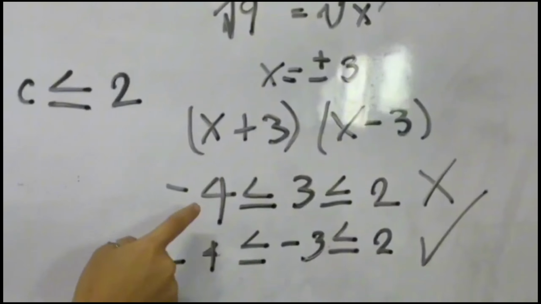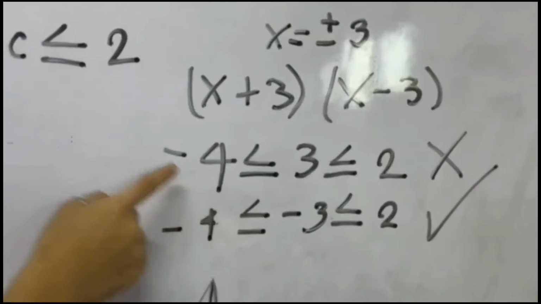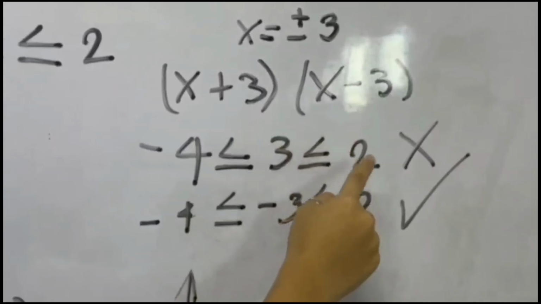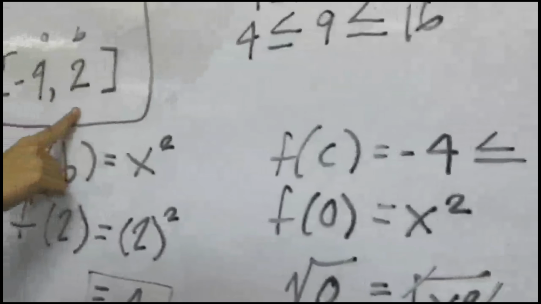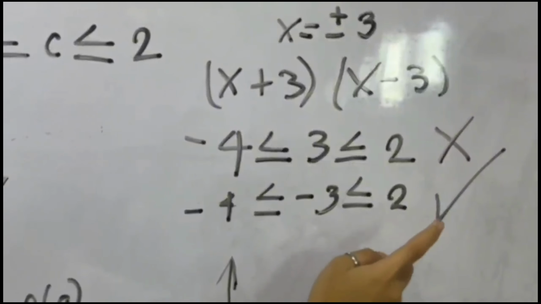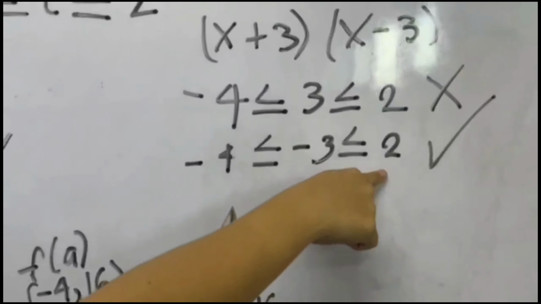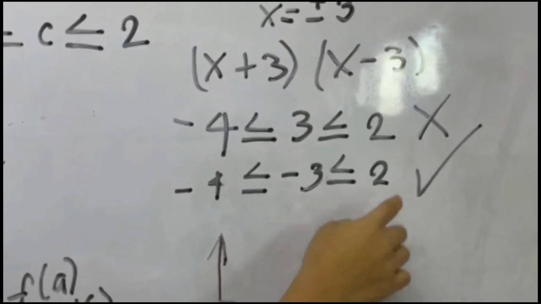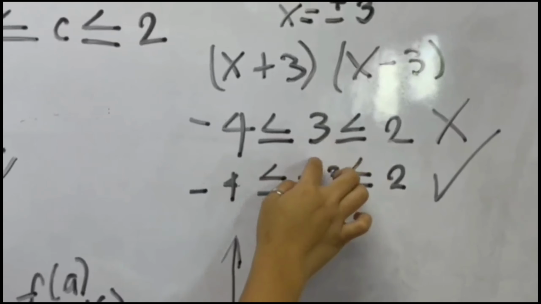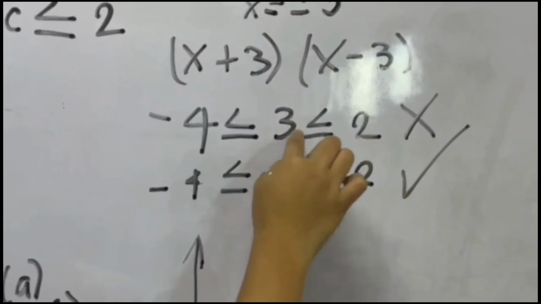We will be using our intervals, negative 4 less than or equal to 3, 3 less than or equal to 2, negative 4 less than or equal to negative 3, less than or equal to 2. We will be using this to graph our c, because 3 is greater than 2.